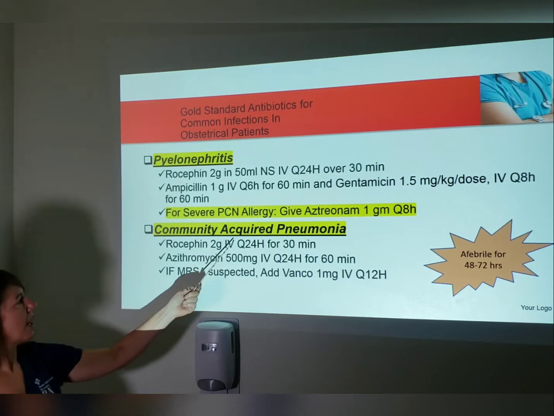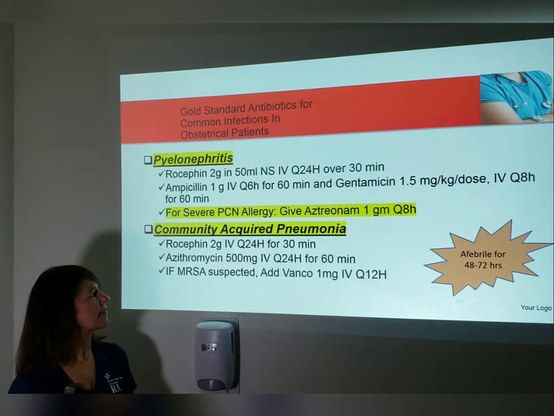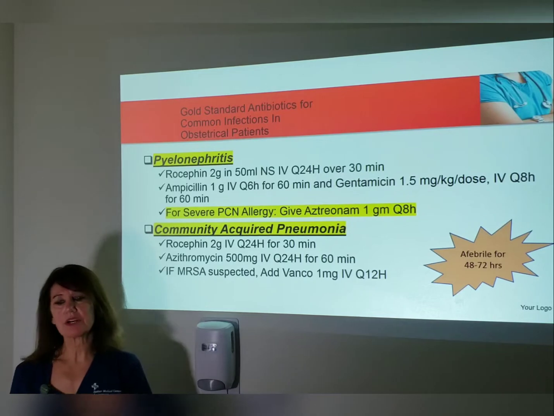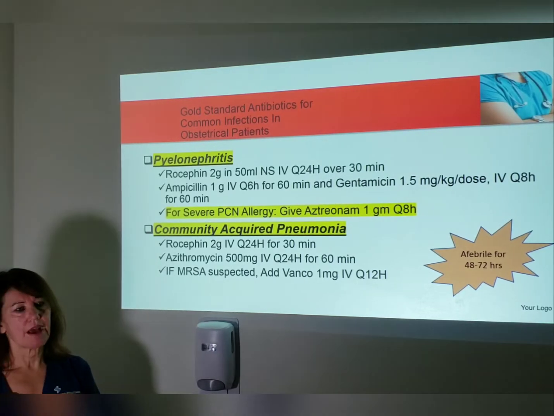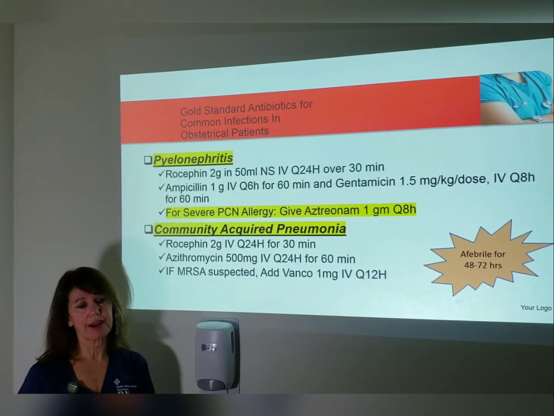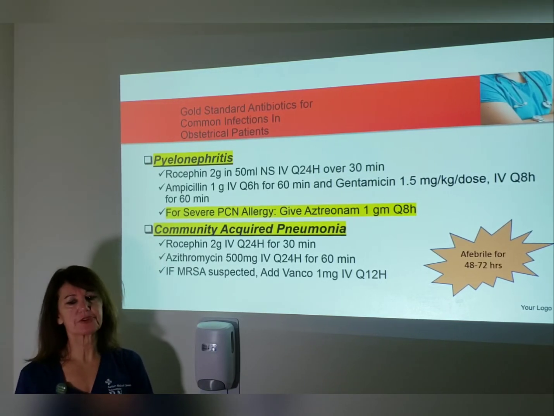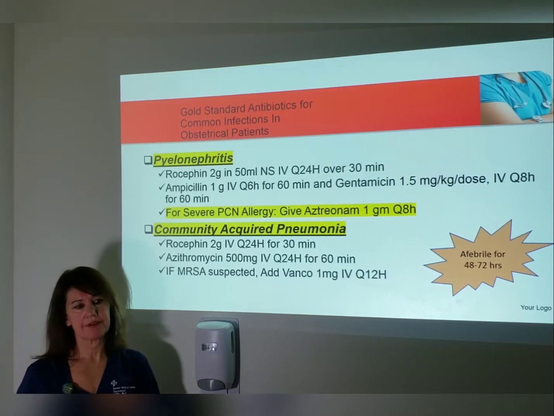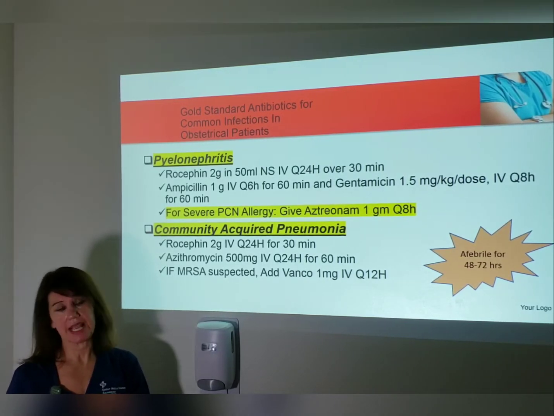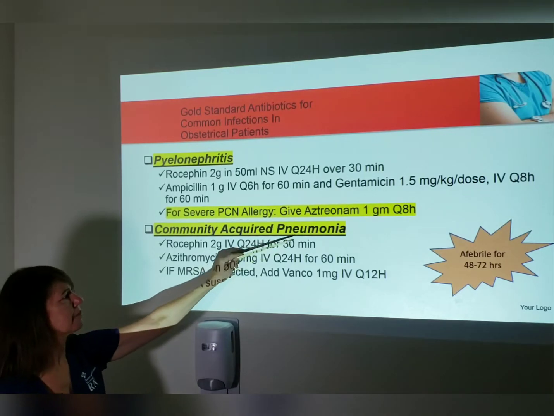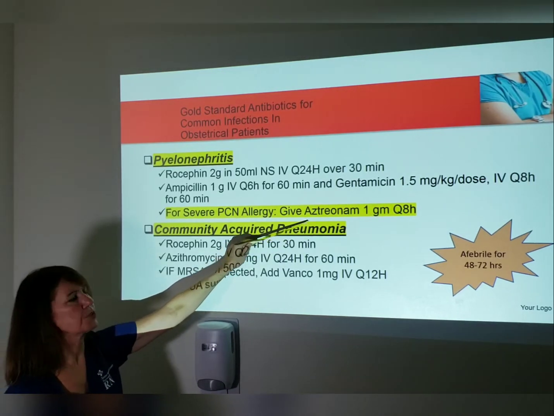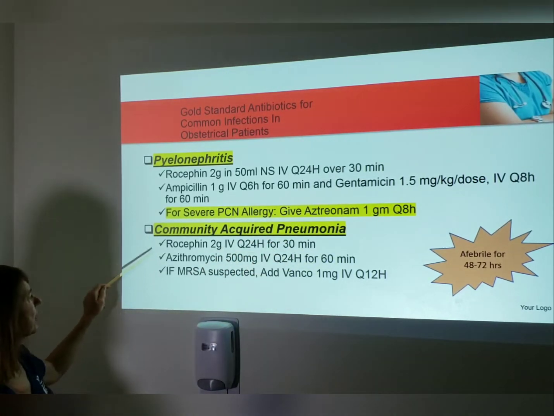For severe penicillin allergy, you can give Aztreonam 1 gram every 8 hours, but once again, it's very narrow in what it treats. It only treats gram-negative bacteria. So you would never want to give it in isolation.